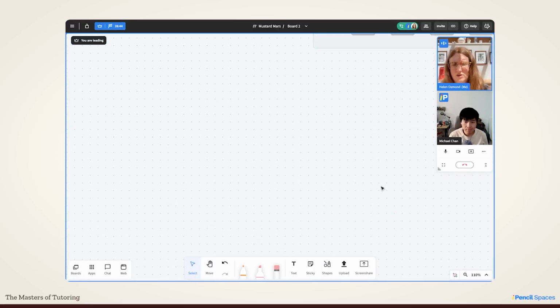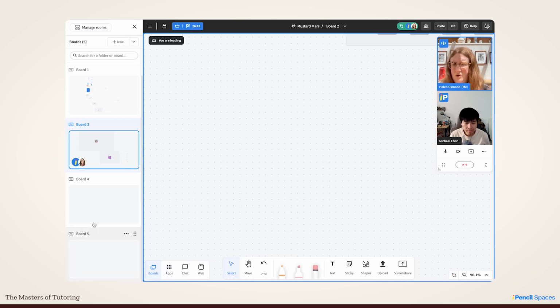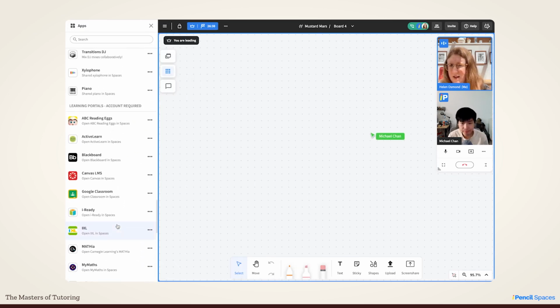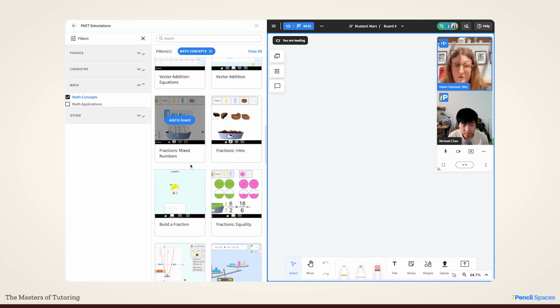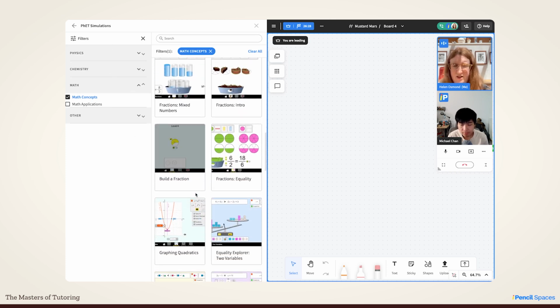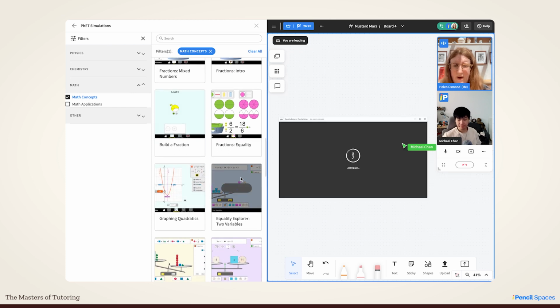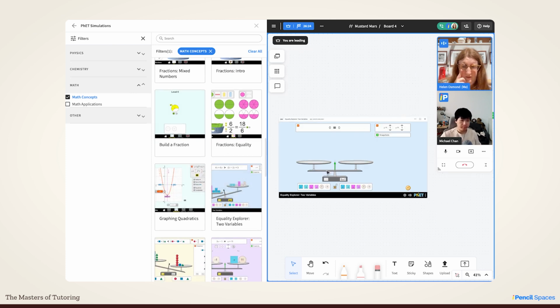Other things that we've got involved, which I can use in the apps, is that I have, if I can just find it, PhET simulations are in here. So I've got a few options. We've got intros to fractions, inequality. Here's an equation explorer for 2 variables. So I can put an x on this side, a y on this side, and let's put a y on this side. So this is saying x plus y is bigger than y, and I can use this to explore.